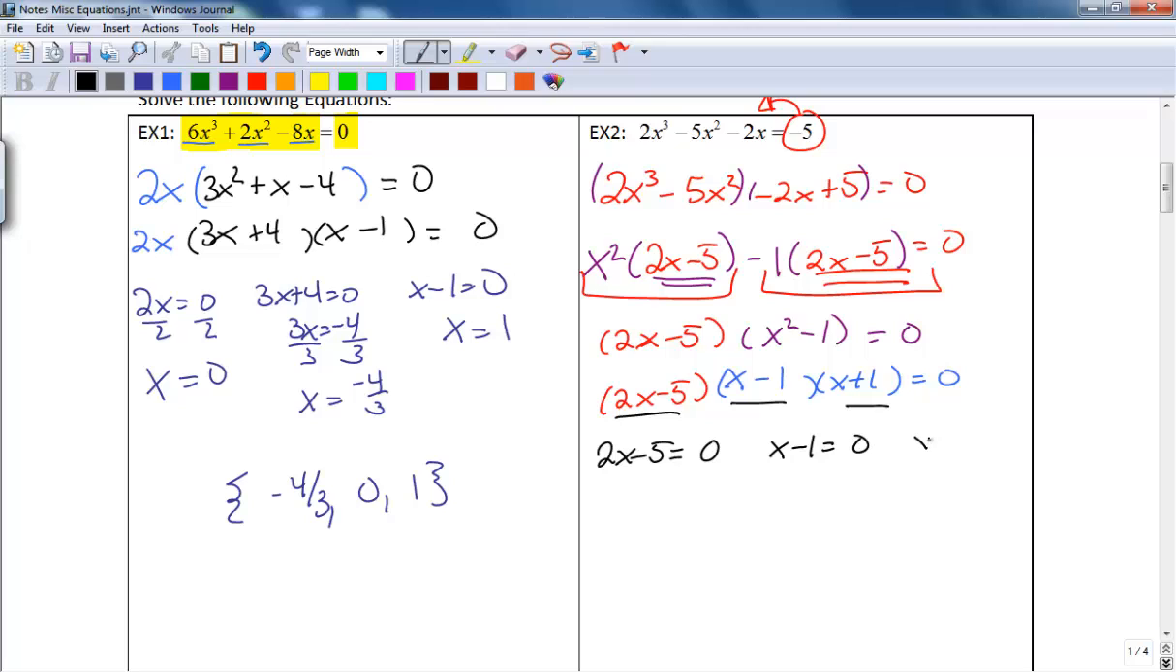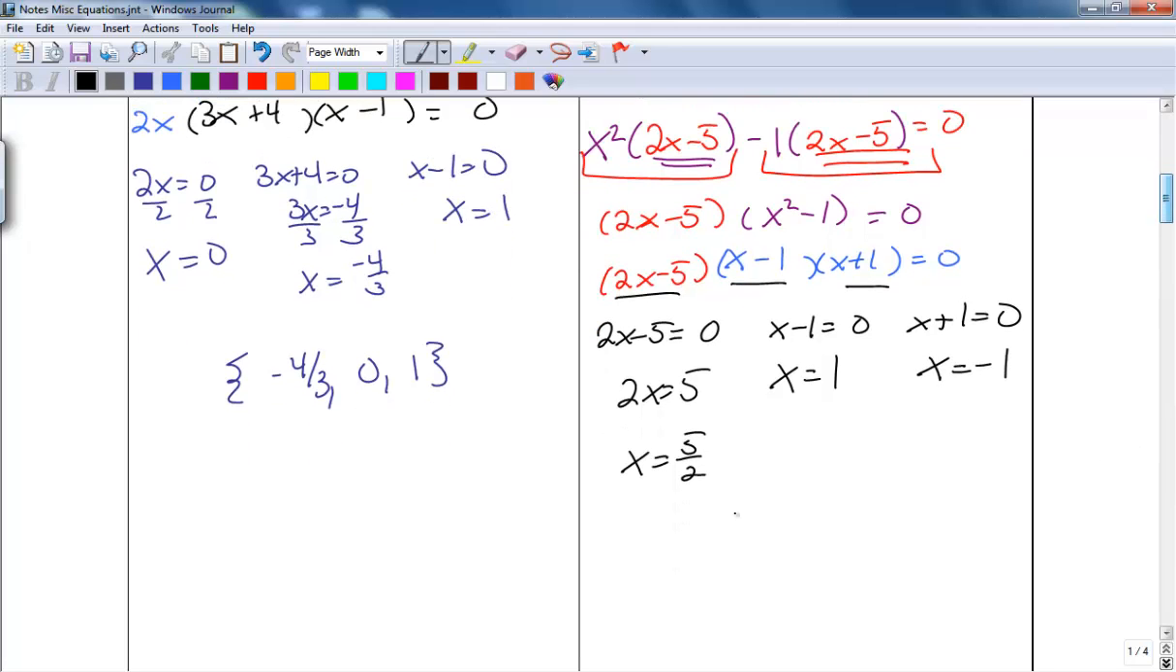And I end up here with 2x is equal to 5, x is equal to 5 halves. Here I end up with x is equal to 1, and there x is equal to negative 1. So I have three answers, negative 1, 1, and 5 halves. So my solution set is negative 1, 1, and 5 halves.